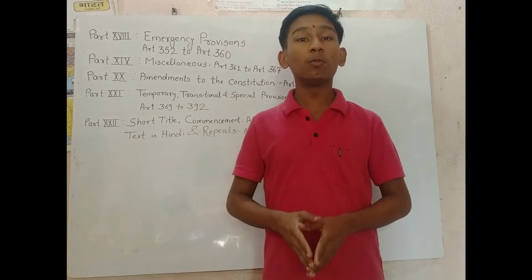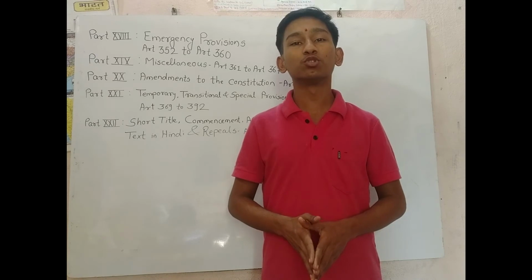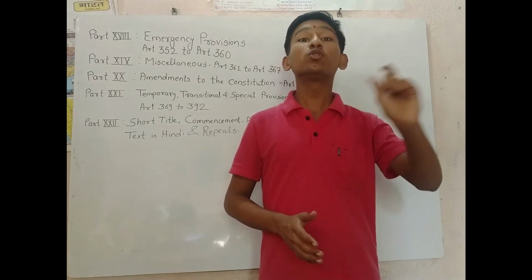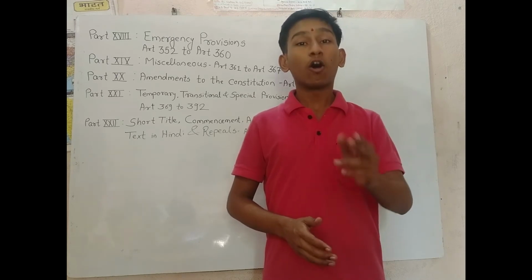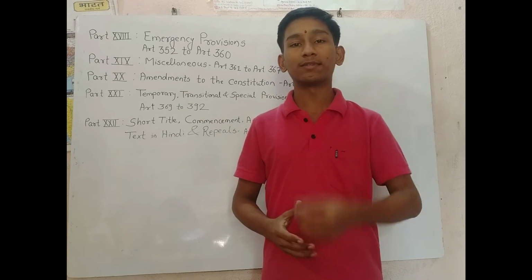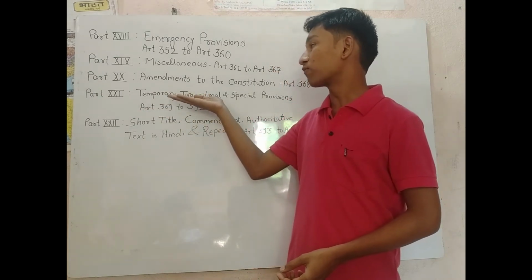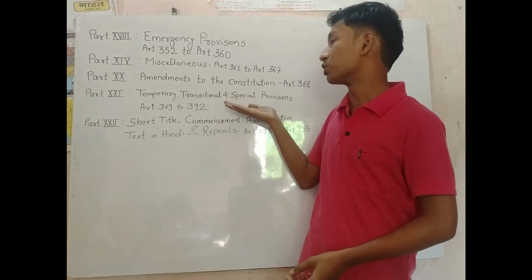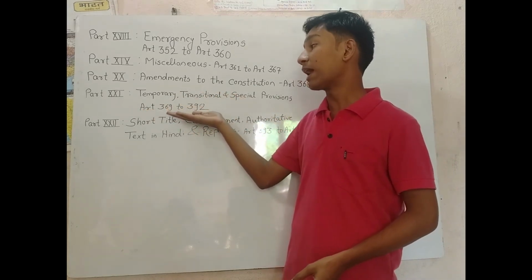So between these 2 months, some of the articles or some of the provisions of the Constitution were actually implemented on the 26th November 1949, and they were applicable for this period of 2 months. So these are the temporary provisions. Also, these types of transitional provisions and special provisions were made under Article 369 to Article 392.